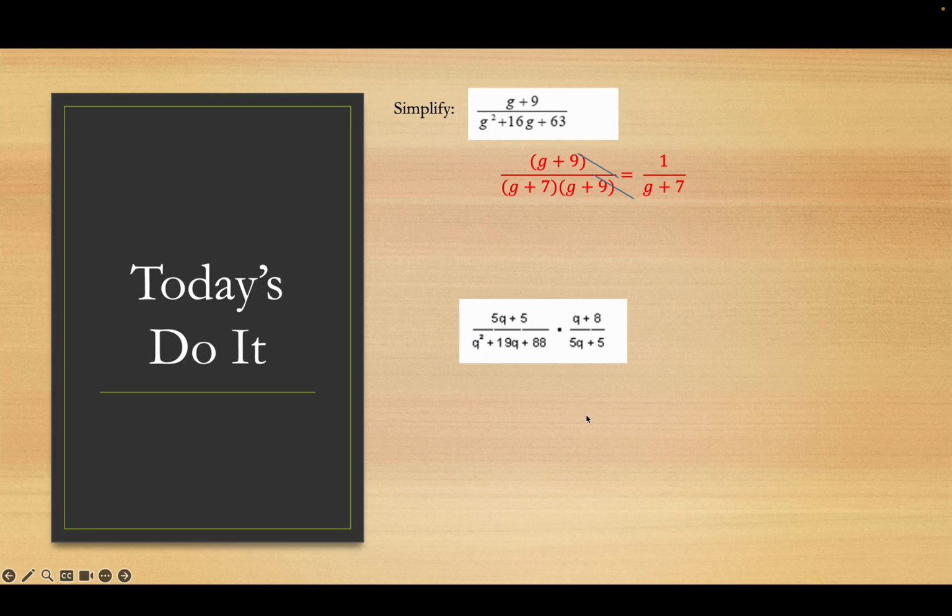Okay, the next one, factor and cancel, factor and cancel. All that we do is factor and cancel. So I factor 5 times q plus 5, I get 5 times q plus 1. By the way, that'll be the same thing on the bottom right, q plus 8 here. And factoring q squared plus 19q plus 88, I get q plus 11 times q plus 8. Start canceling. I get the q plus 8s and the q plus 1s. I also get the 5s, and that leaves me with 1 over q plus 11.